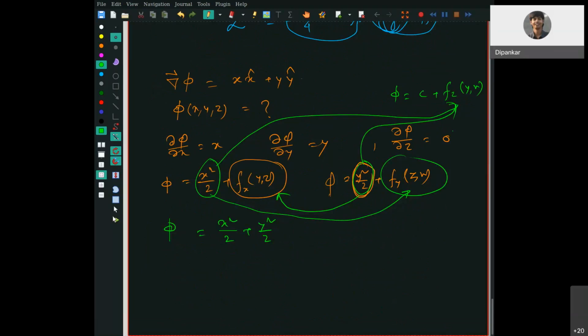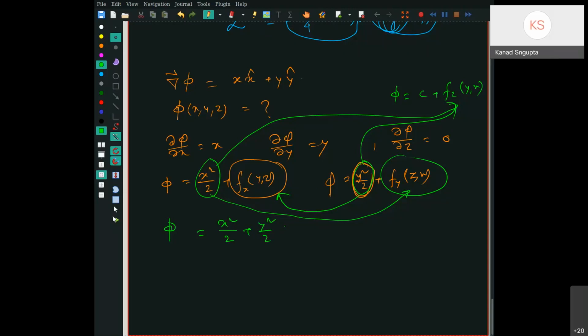Yes, but there should be a constant. Doesn't matter. In the Lagrangian, there is no point of carrying forward a constant. Yes, understood, sir. Okay. Anything else?